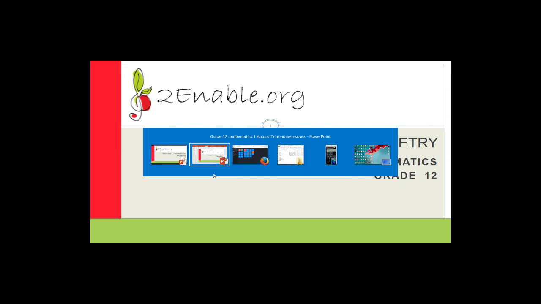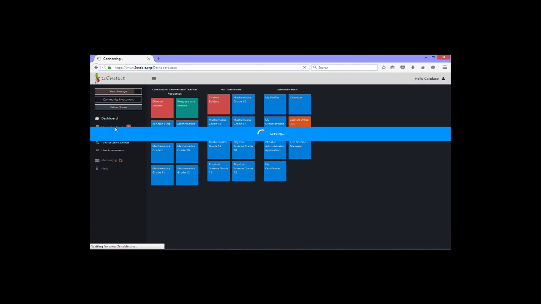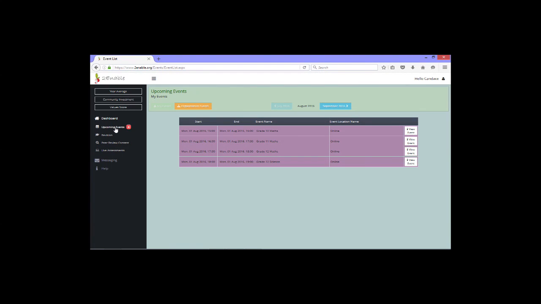If you're on the Turnable platform, your dashboard will look something like this, except that you won't necessarily have all of this administration, but you will definitely have a whole bunch of subjects here, and then your classrooms like mathematics, grade 10, grade 11, etc. Now, if you look on the left-hand side, you will see there is a dashboard, upcoming events, and if you click on that, you will see that there are a whole bunch of lessons that have been put on for today, and there will be tomorrow, etc.